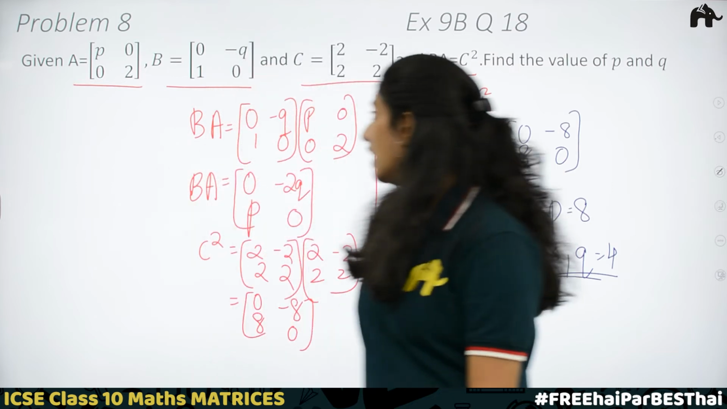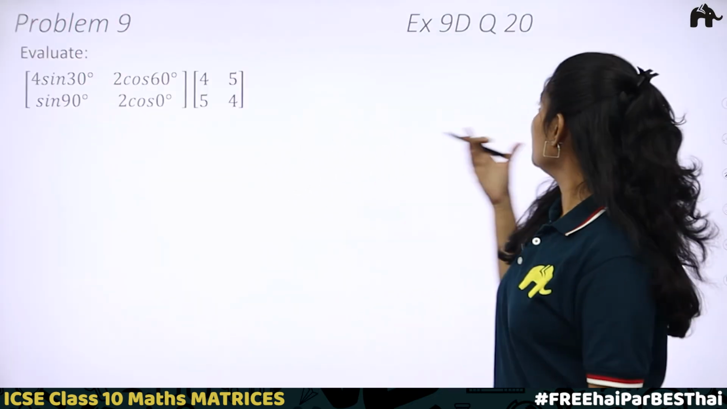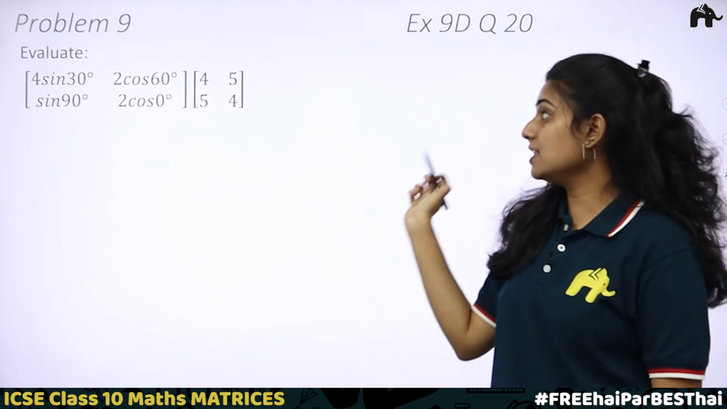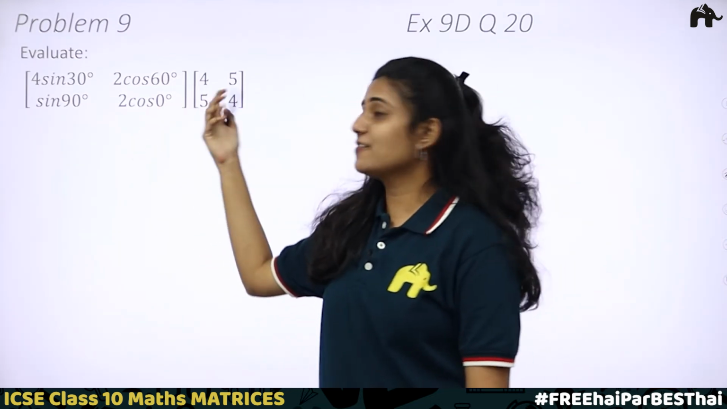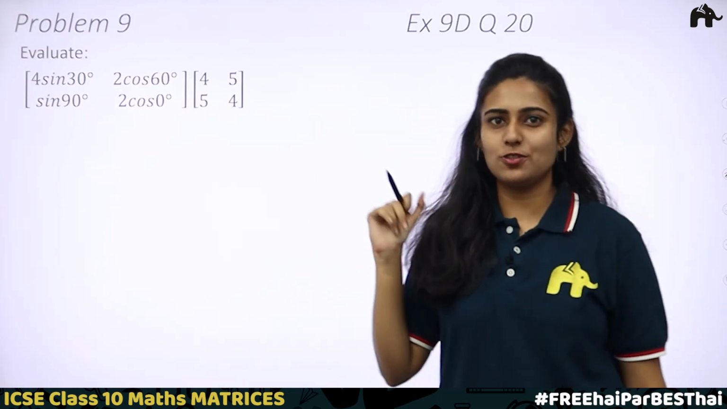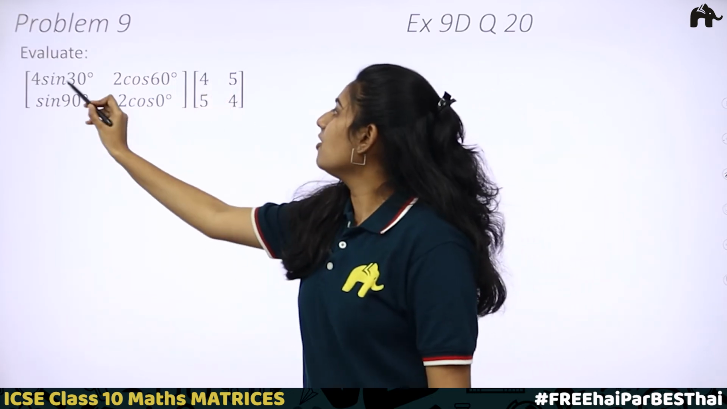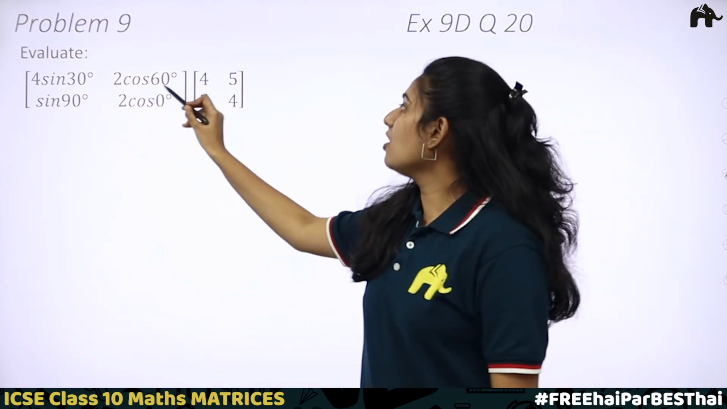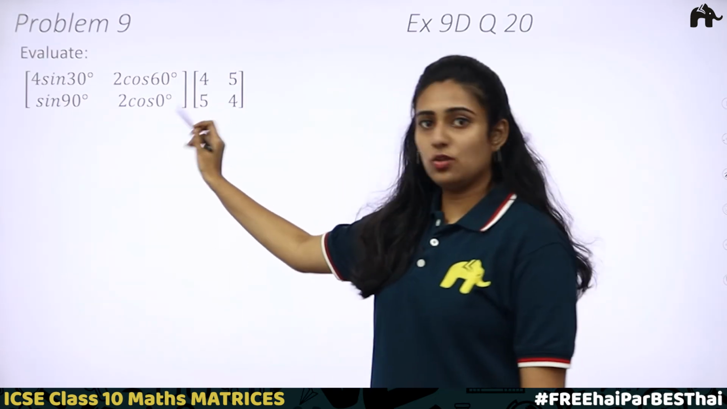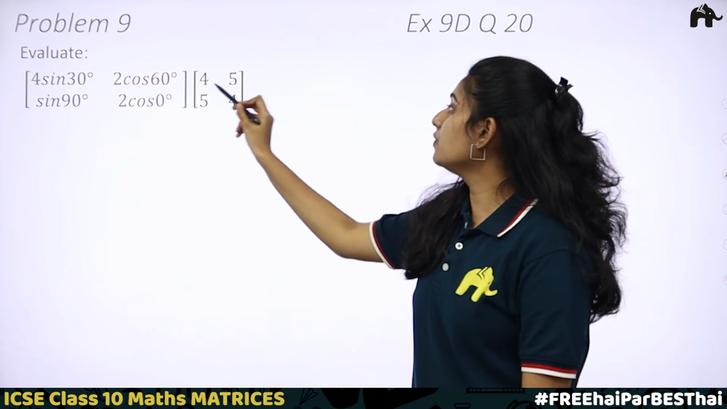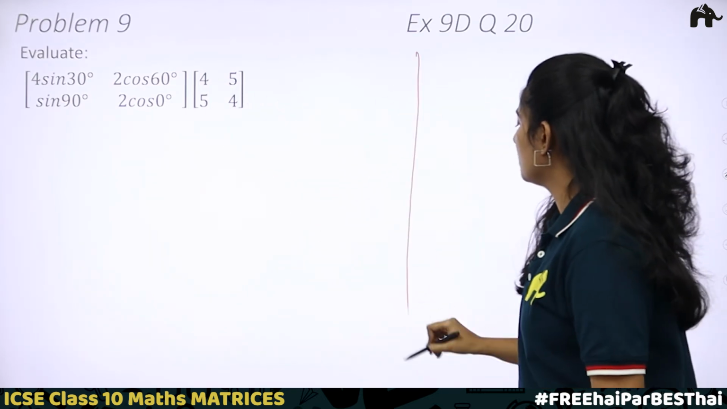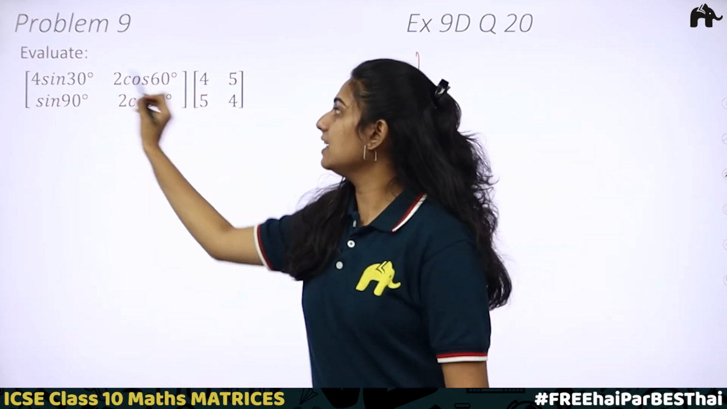Okay? Understood this? Problem number 9, question 20 of exercise 9D. Here again we have trigonometric functions. Hope you all remember the values of sin 30, cos 30, cos 60, sin 60, etc. At least the basic values you should know. Evaluate [4 sin 30 degree, 2 cos 60 degree; sin 90 degree, 2 cos 0 degree] into matrix [4, 5; 5, 4].